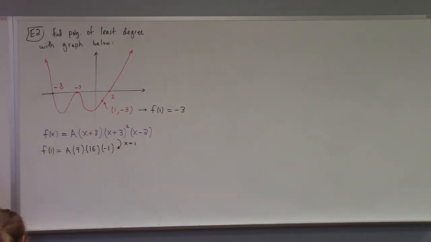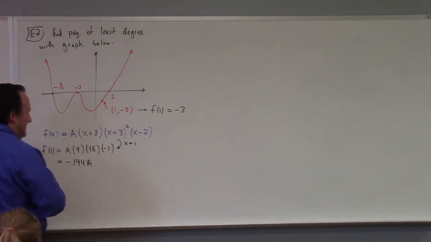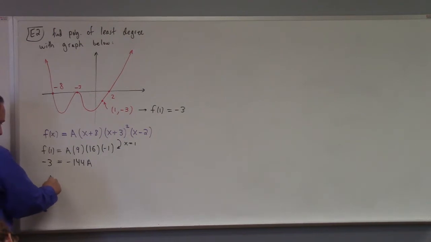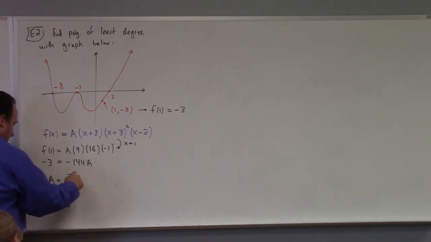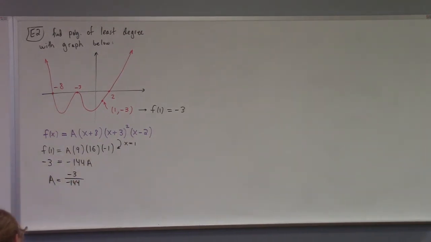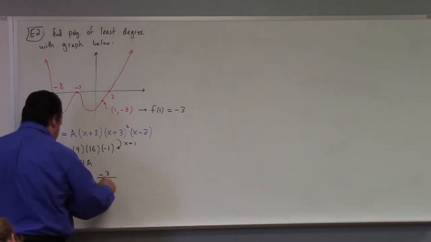So what is that? That is 9 times 16, which is 144 again. What are the odds? Minus 144a. That's funny. And I said that was equal to minus 3, right? So we got minus 3 is equal to that, which means a is equal to minus 3 over minus 144. 144 is like 12 times 12, right? So you got like minus 3 over 3 times 4 times 12.